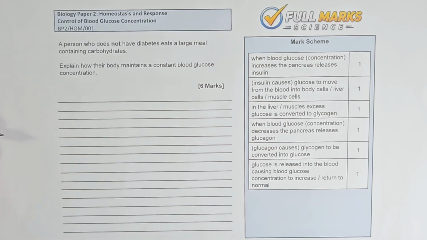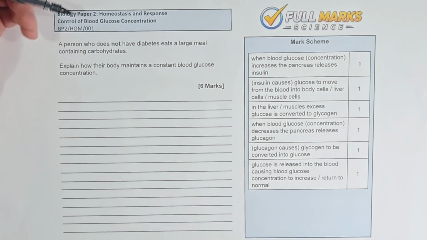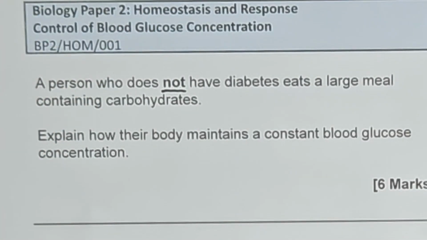So, onto the question. Let's have a look. Where could we possibly start when we are making an answer for this question? Because we've got a lot of space in here and we've got a lot of stuff to cover. So what is it? Where is the start point? And it is this bit. They're eating a large meal containing carbohydrates, and it is specifically a person, it's highlighted. So they are making a really big point of it.